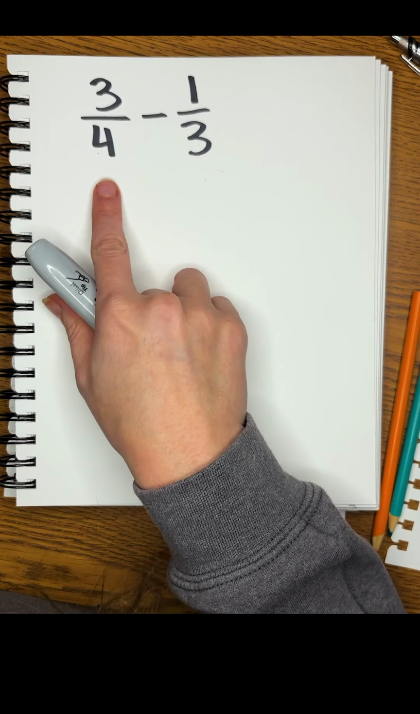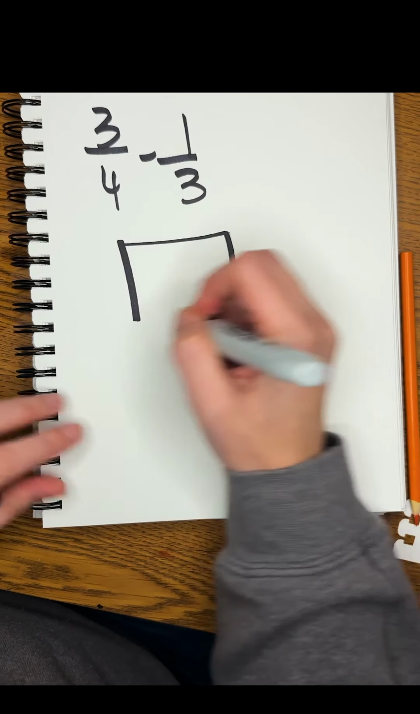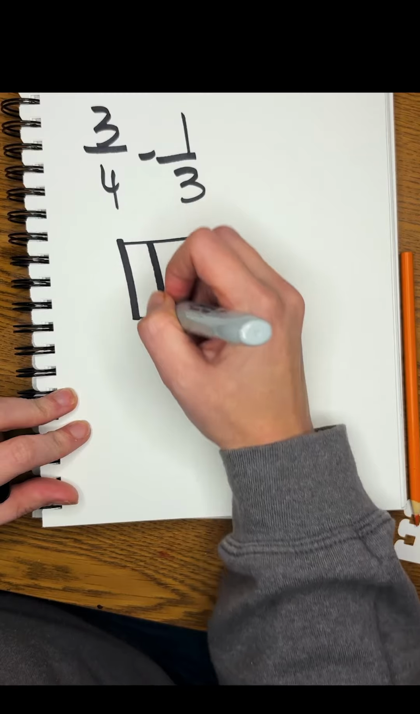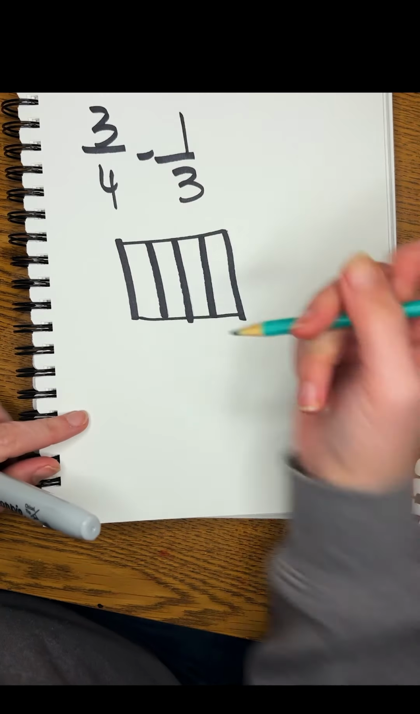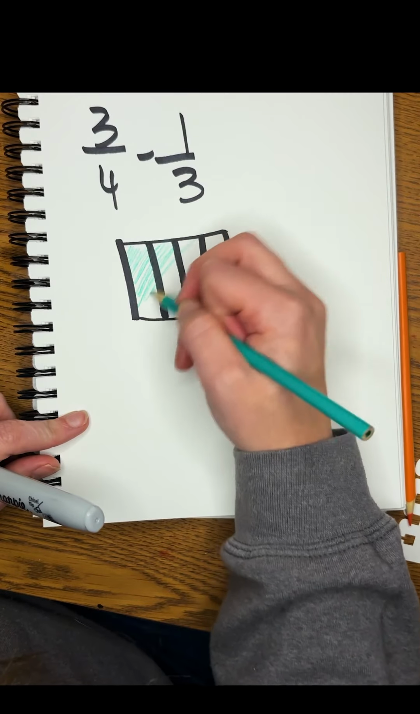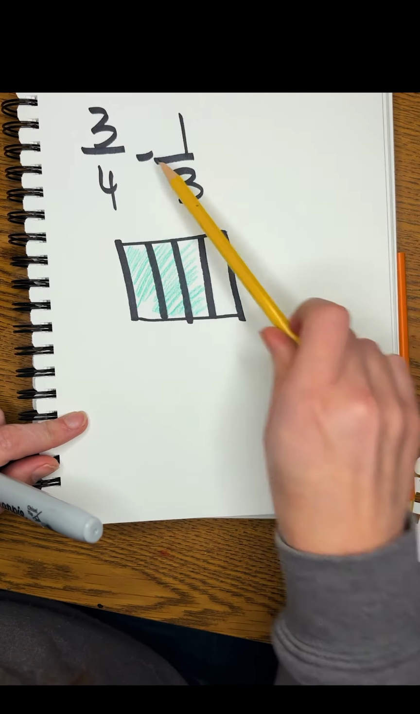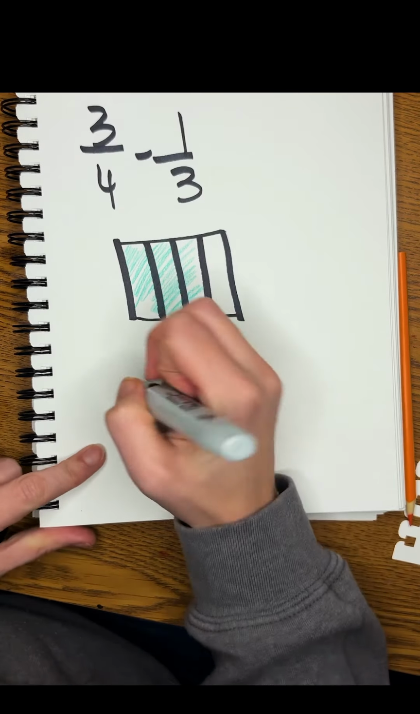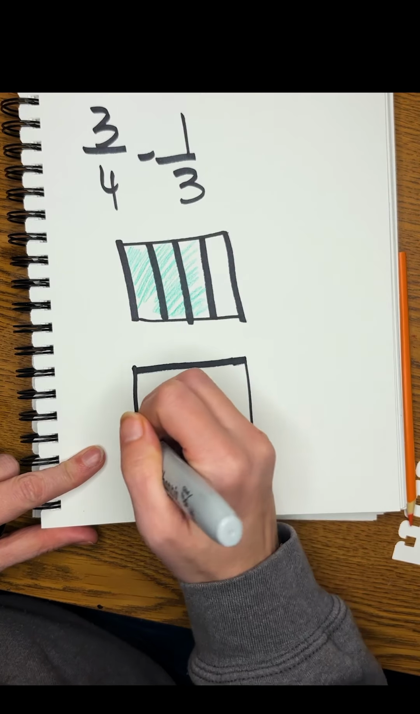Let's start by drawing 3/4. And we're going to shade in 3/4. Now we're going to draw 1/3. When we draw 1/3, however, we are going to draw it the other way.